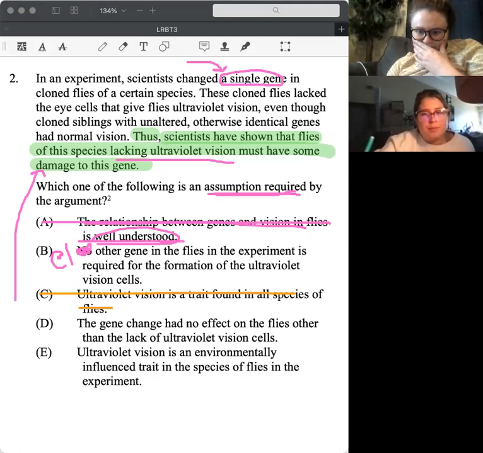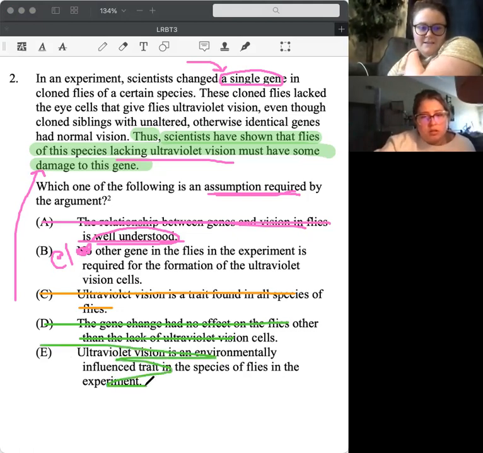Okay. E. Ultraviolet vision is an environmentally influenced trait in the species of flies of the experiment. Environmentally influenced. Okay, that doesn't really matter. The fact is that they're genetically altering this. So I would say no. Excellent. Because what happens if another gene is required for the formation of ultraviolet vision cells? Then I think that hurts the argument. We don't know that it's damage to this specific gene that's causing it. Couldn't there be damage to something else? Excellent. And that's why our answer is B.